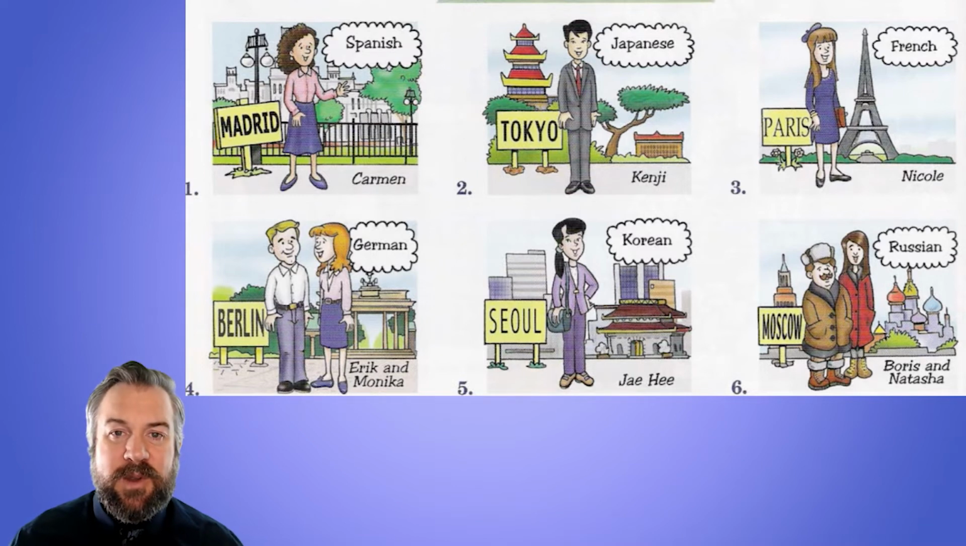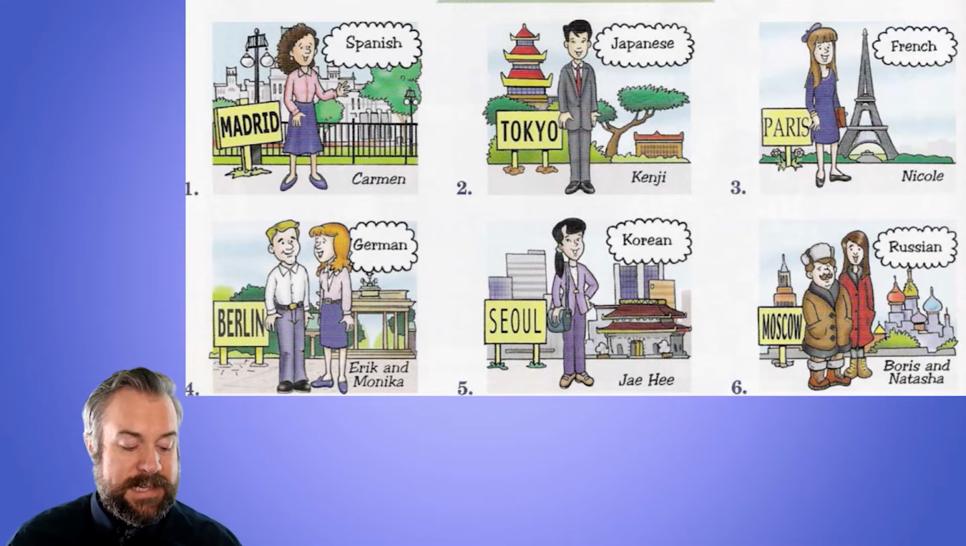Number 5 would be, I think, easy for you, ladies. What's your name? My name is Jahi. Where do you live? I live in Seoul. What language do you speak? I speak Korean. What do you do every day? I eat Korean food. I sing Korean songs. And I watch Korean TV shows.